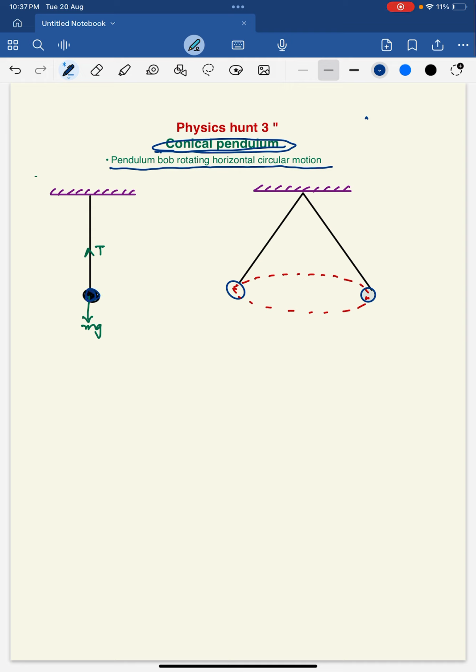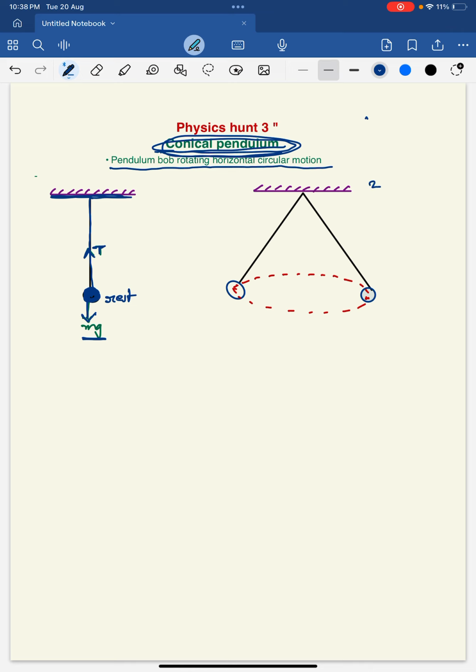This is the object or bob of mass m, which is connected with the help of a massless string, and the other end of the string is connected to a rigid support. Whatever the position of the object, the weight mg will be acting vertically downward and the tension will be acting upward. This is when the object is at rest. But according to the statement here, the bob is rotating in a horizontal circular motion.